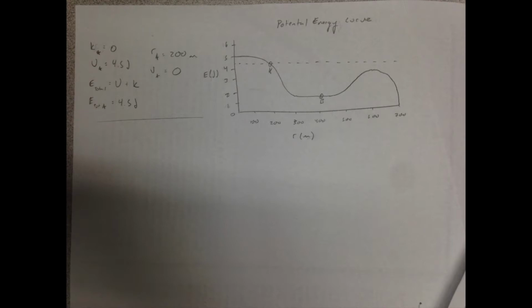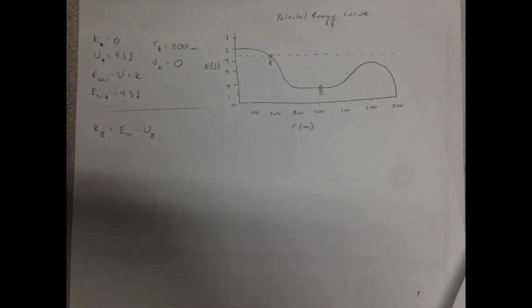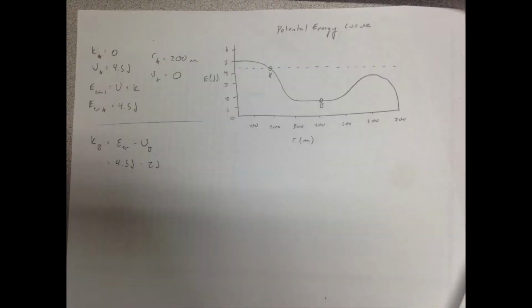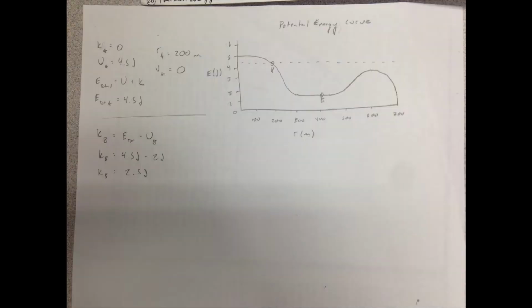Now let's examine the speed at point B, which is at 400 meters. By rearranging our previous equation for total energy, we can solve for the kinetic energy. Our total energy is known to be 4.5 joules, and our potential energy is measured to be 2 joules. By subtraction, we can find the kinetic energy at B to be 2.5 joules.